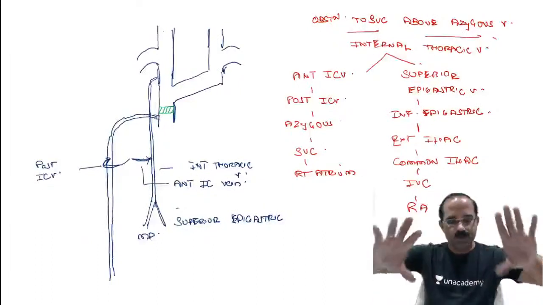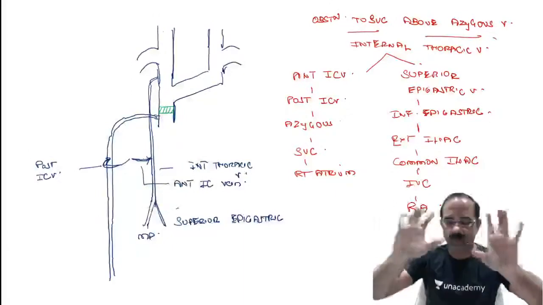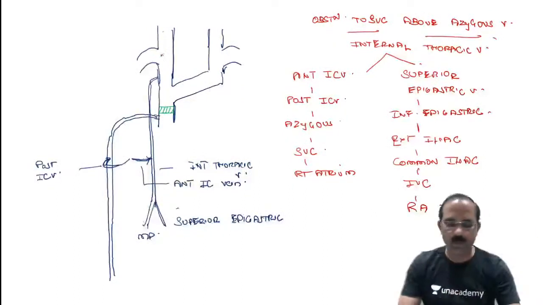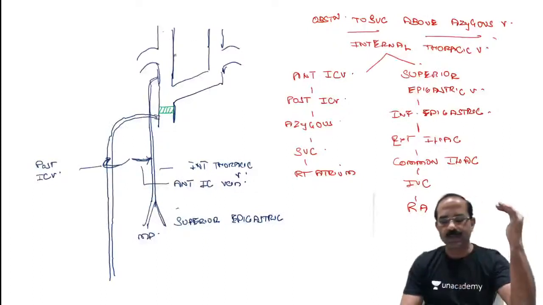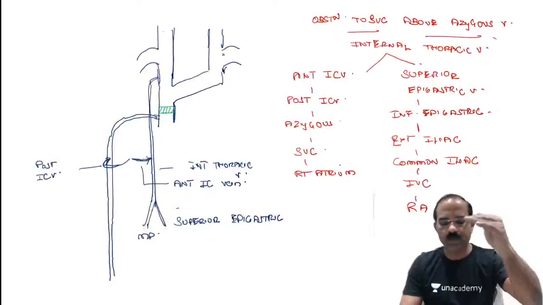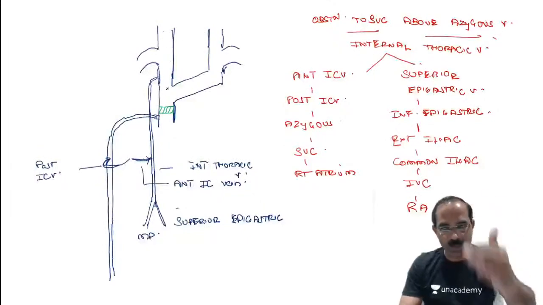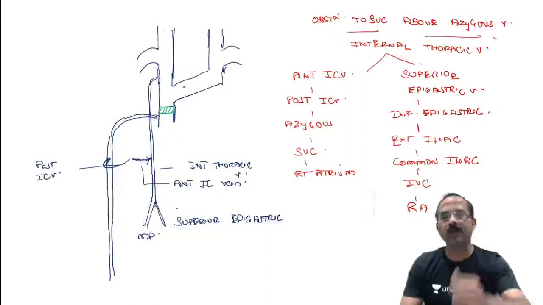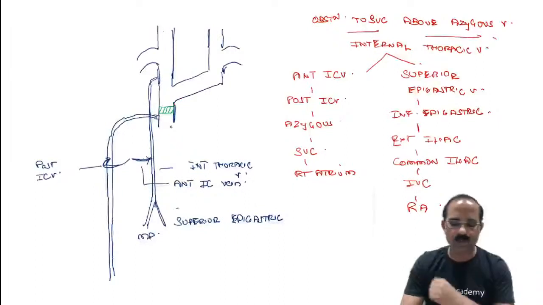So this is obstruction to the SVC above the opening of azygous vein. Understand this? Once again I'll explain. The obstruction is here. But before that, look, once again identifying the veins. These are the two veins coming from the neck, the internal jugular. These are the two veins coming from the upper limb, the subclavian veins. Internal jugular and subclavian join to form the right brachiocephalic. This is the left brachiocephalic vein. The left brachiocephalic vein is longer. It joins with the right and forms the SVC.